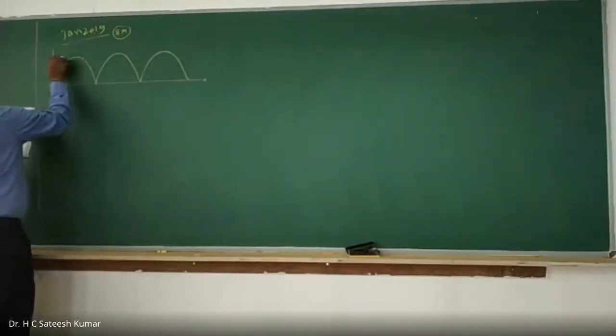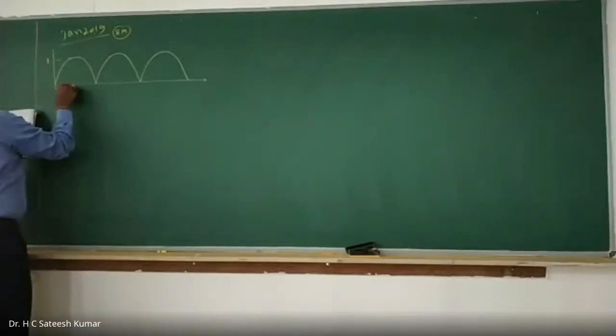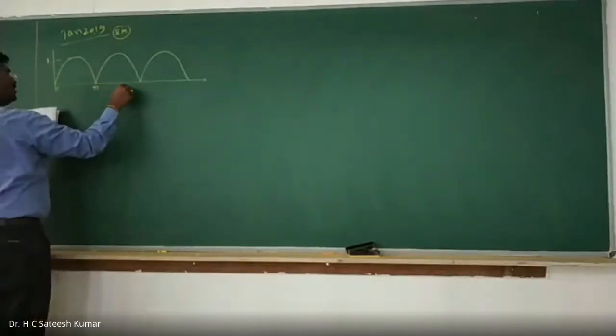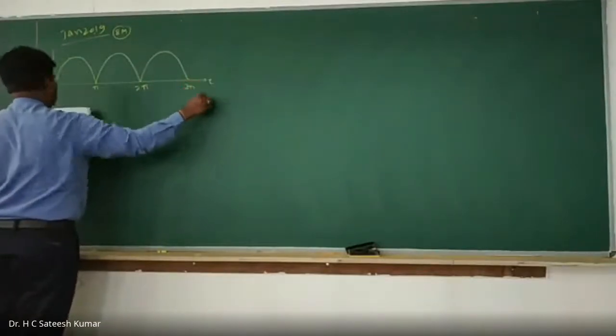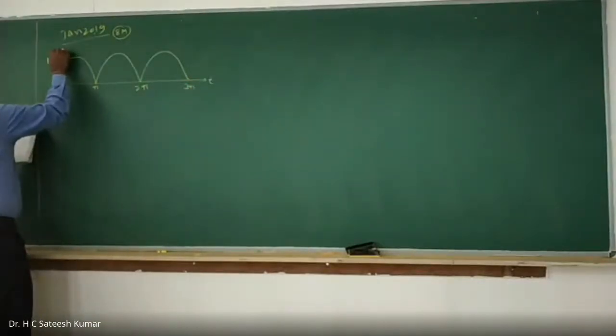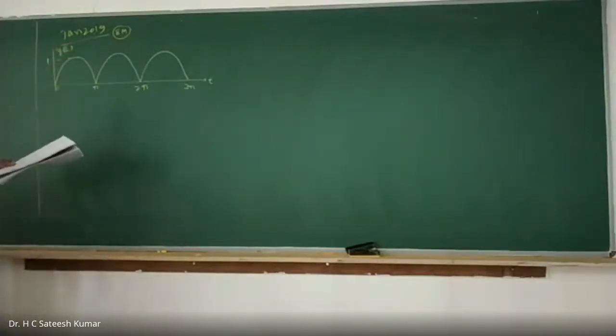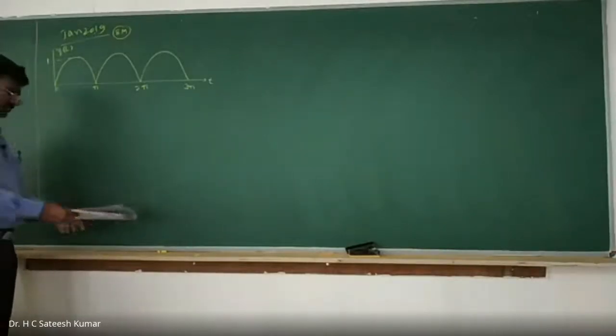So amplitude is 1, 0, pi, 2 pi, 3 pi. So this is your t. This is called y of t. And he has not given the equation. We should be very much careful. We have to write the equation for this. Okay, let us go for this. How to do this problem.